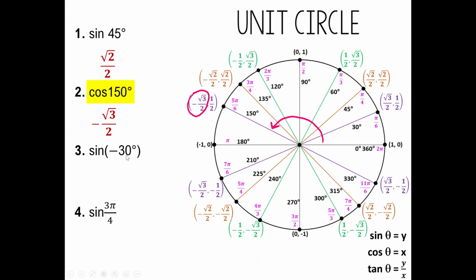Now, sine of negative 30, remember, these negative angles, we move clockwise. So sine of negative 30 is actually coterminal with our 330-degree angle right here, which means sine of negative 30 is right here, and that's going to be negative 1/2.